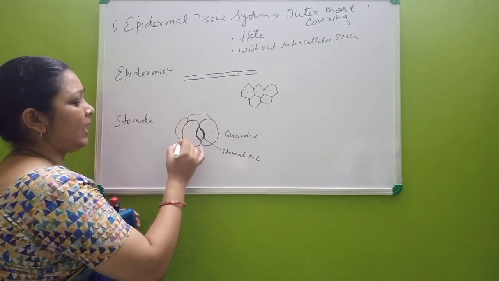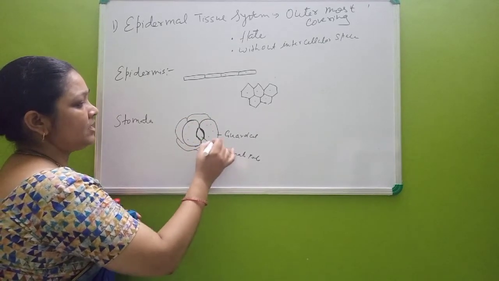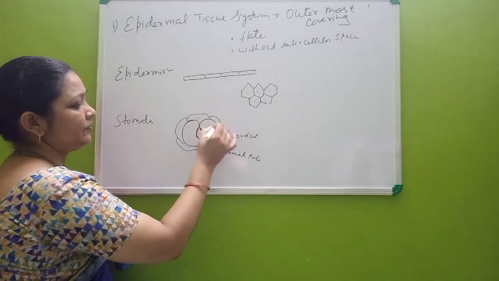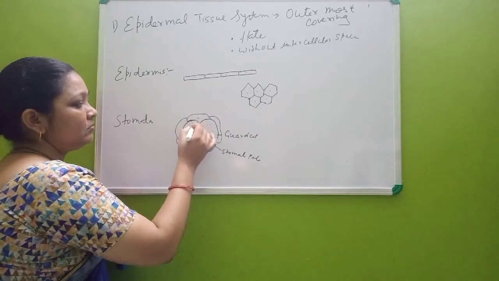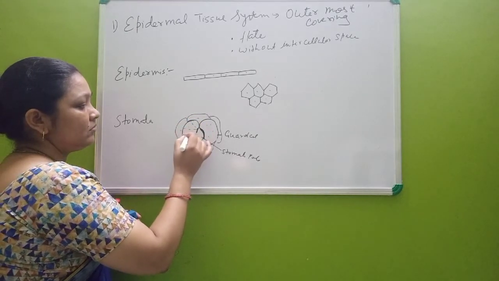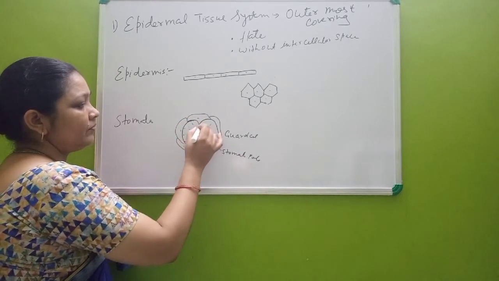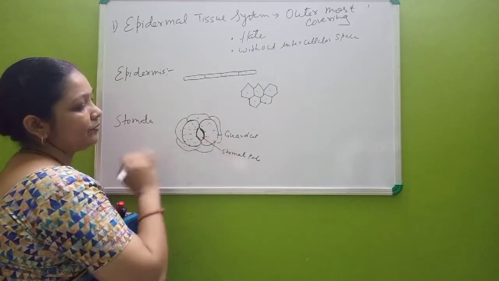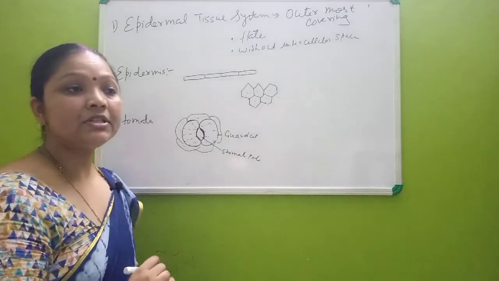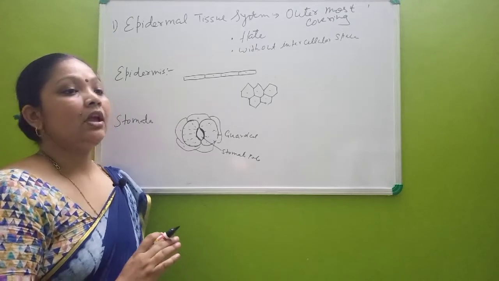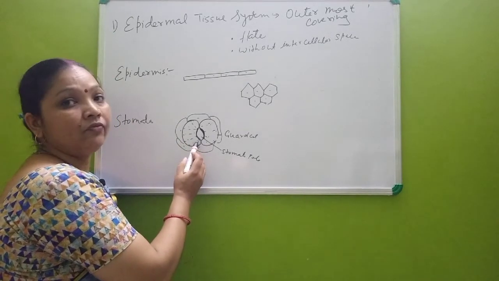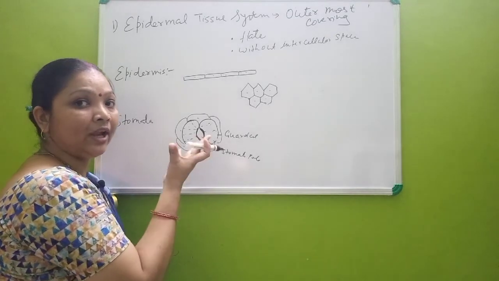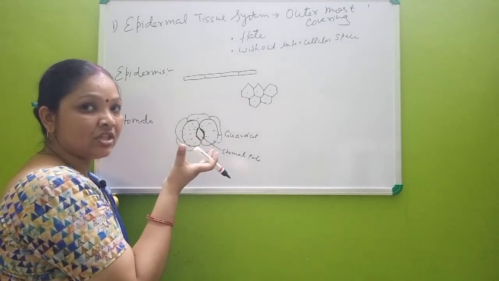Outer to this, the epidermal cells are present. Now this wall is thickened. Why? When the stomata gets open, it stretches out.